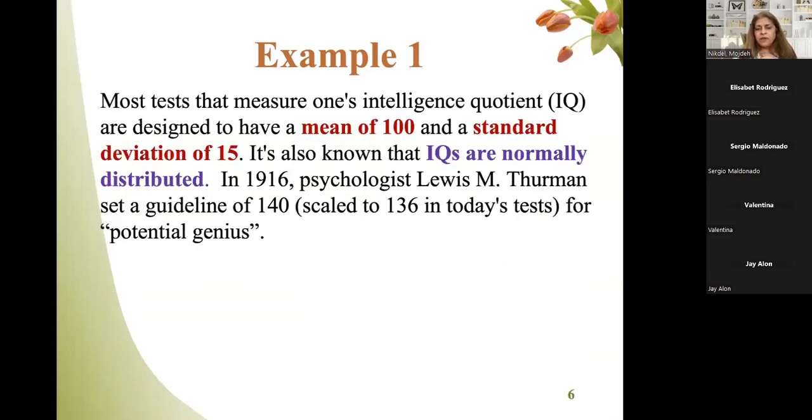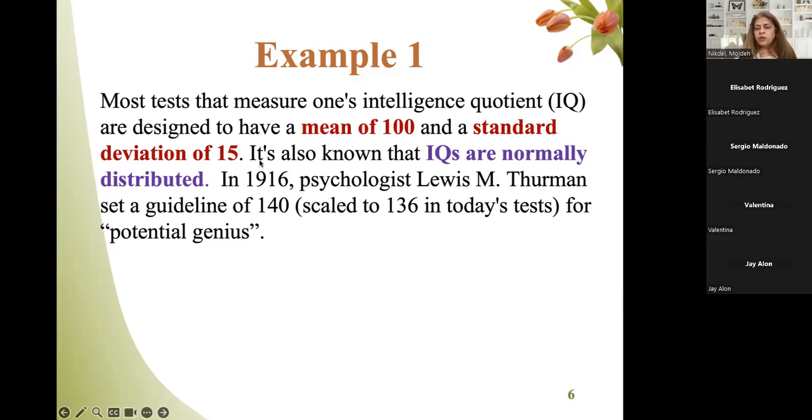Most tests that measure one's intelligence quotient, IQ, are designed to have a mean of 100 and a standard deviation of 15. So to measure somebody's IQ, they have to use measuring devices. So IQ is a continuous variable.